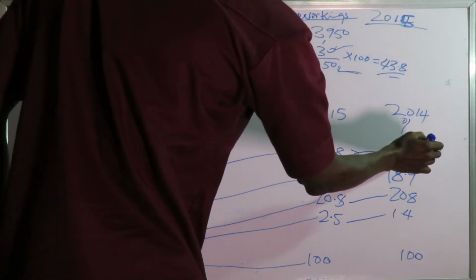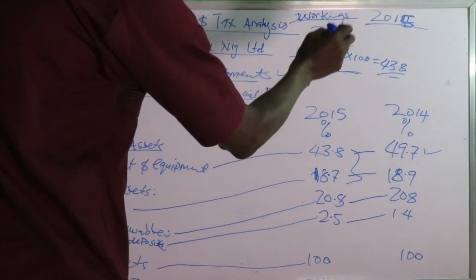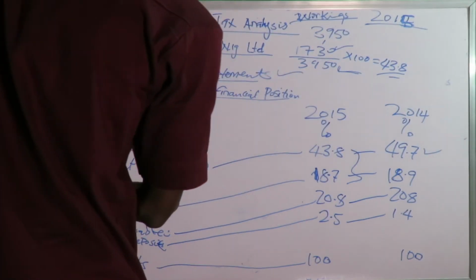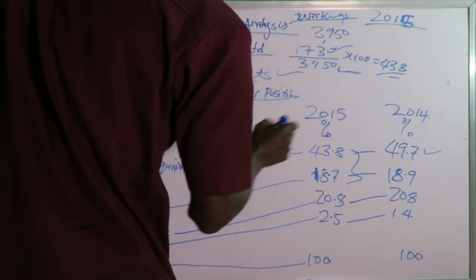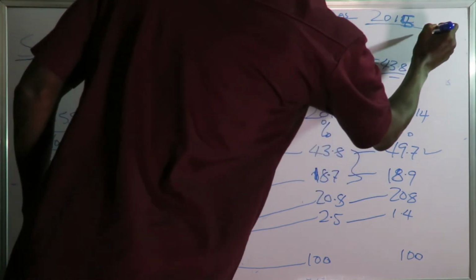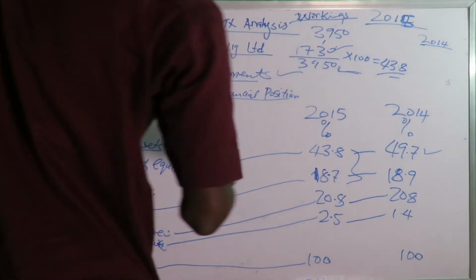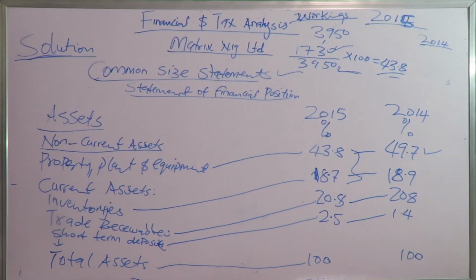I want you to work for 2014. I've worked for 2015, just property, plant, and equipment. So let me work for 2014, property, plant, and equipment. What is the total asset figure for 2014? The total asset figure for 2014 is 1,820.